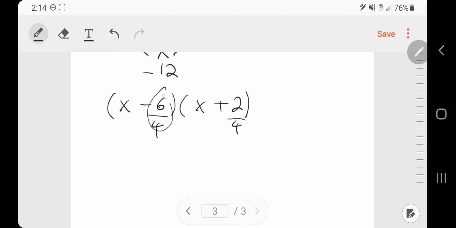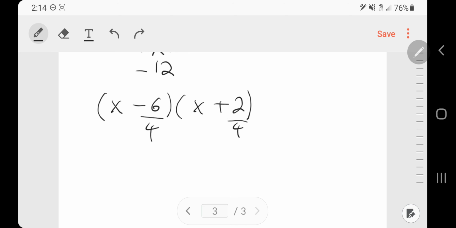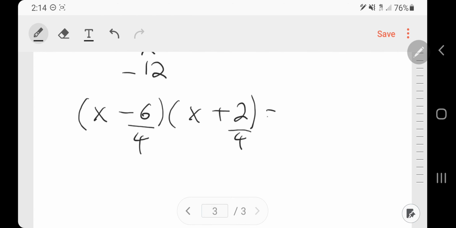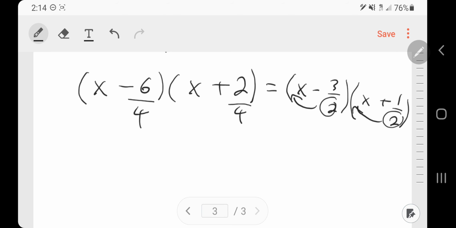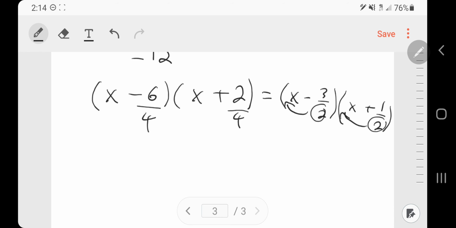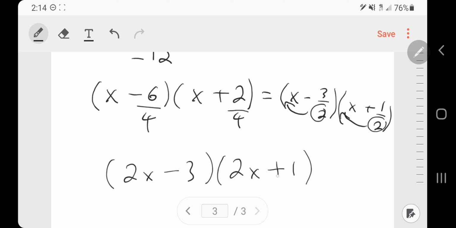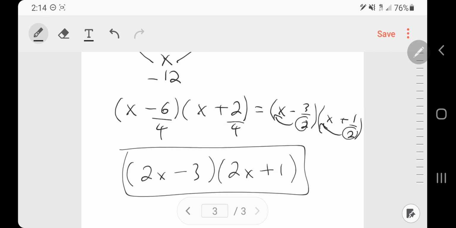Okay, now here we have 6 over 4, 2 over 4. We're going to want to reduce these, so let's go ahead and do that, make it a little bit easier for ourselves. Okay, so I have x minus 6 over 4, which is really just 3 over 2. And 2 over 4 we could reduce to 1/2. Okay, both fractions, so we know what we're going to do is move these denominators to the front of our x, or our leading term. And our final answer is going to be 2x minus 3 and 2x plus 1. And there's our final answer.